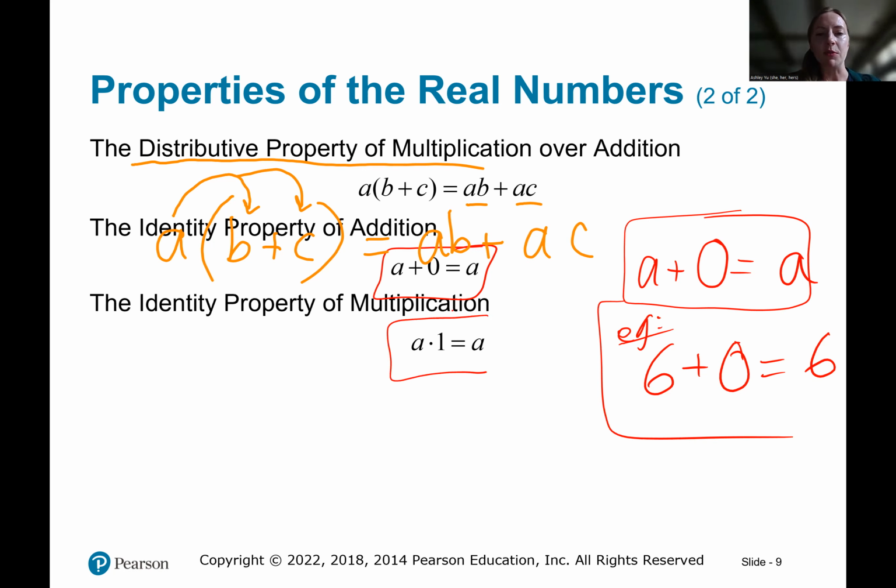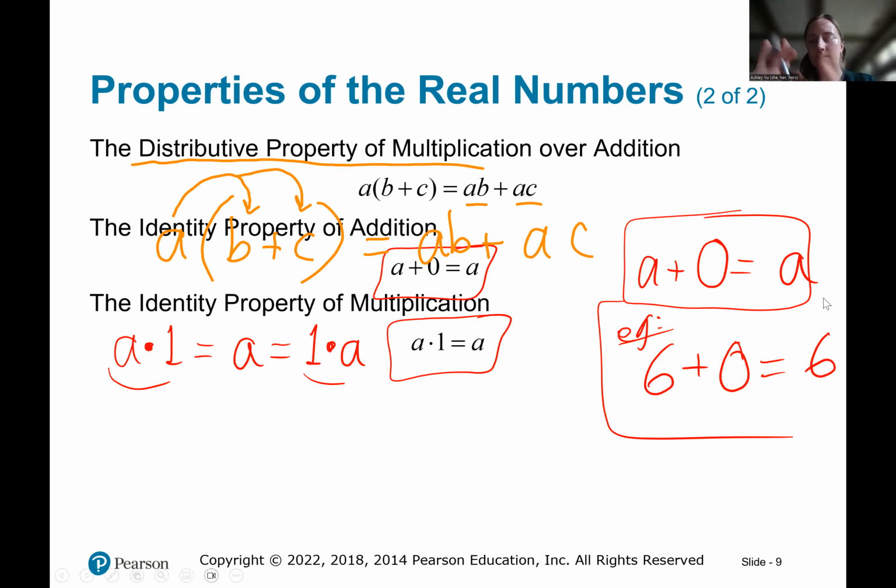And then same thing for multiplication. If you see any number, whether I know what it is or not, multiplied by 1, it's just going to be that number back. Of course, if it was an actual number like 10 times 1, it's still 10. And they didn't write this, I don't think, but the other way as well. If I saw the 1 in the front multiplied by a number a, it's still a. So it doesn't matter which way they go, a times 1, 1 times a. That goes with the commutative property of multiplication that we saw on the previous page.